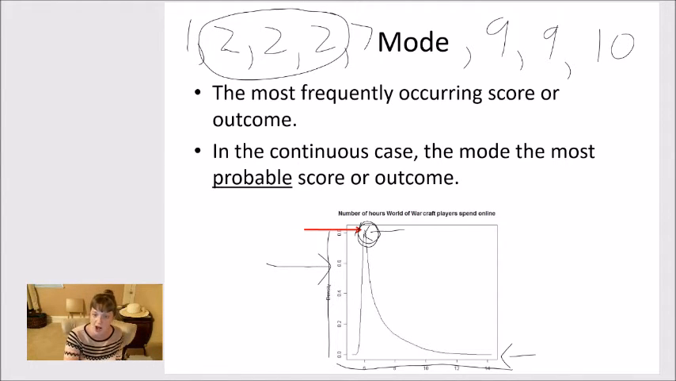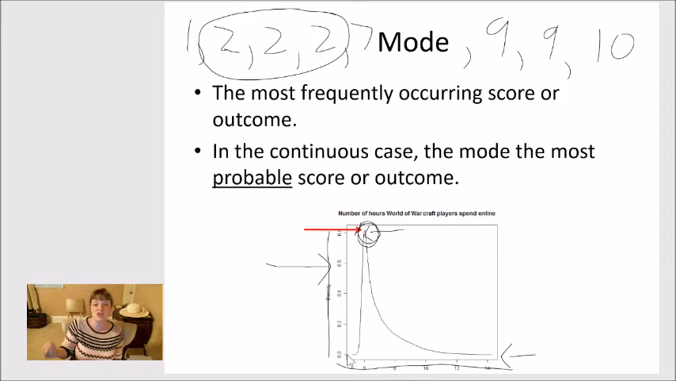Over here, along the y-axis, we have how probable a score is. Down here, we have the actual scores themselves. And here I have a variable, the number of hours World of Warcraft players spend online. And let's say the bottommost value is like 5 hours. Then you have 6 hours, 7, 8, 9, 10, 11, 12, all the way to 14 hours. And I am able to identify the mode as 6 hours. That is the mode because it's the most probable number of hours.